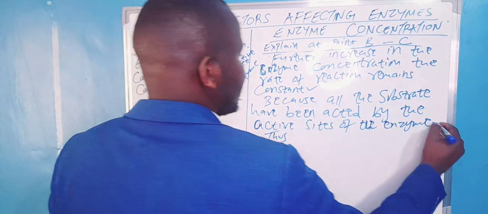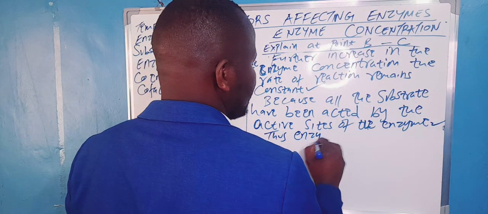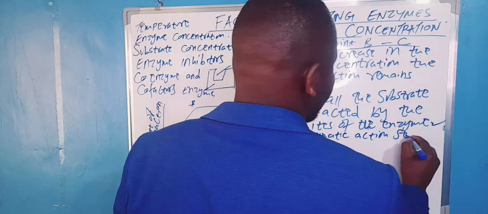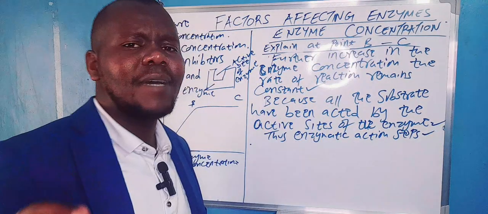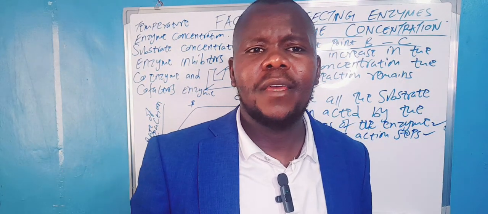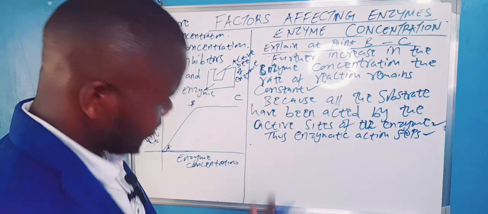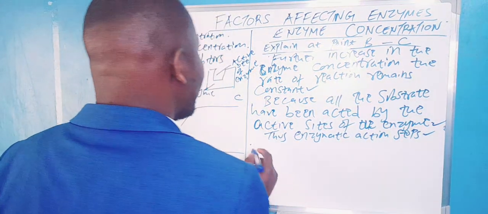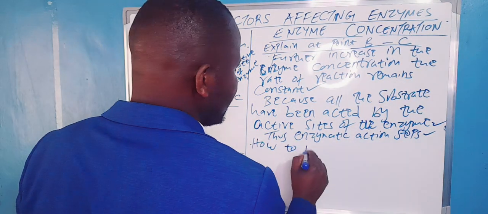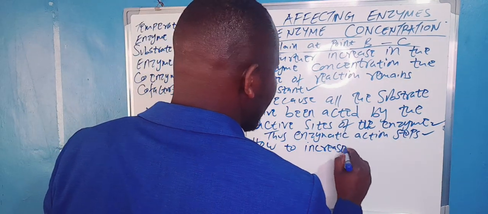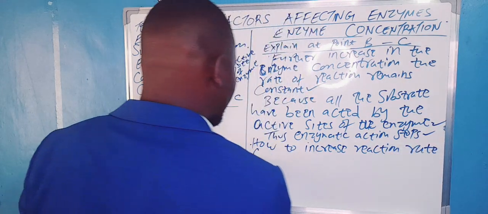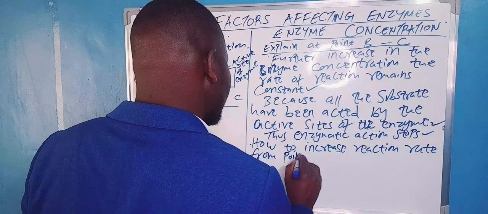Thus, enzymatic action stops. The enzyme will have nothing to act upon here, and that's why the action will just stop. Then how can you increase the reaction rate from point B?